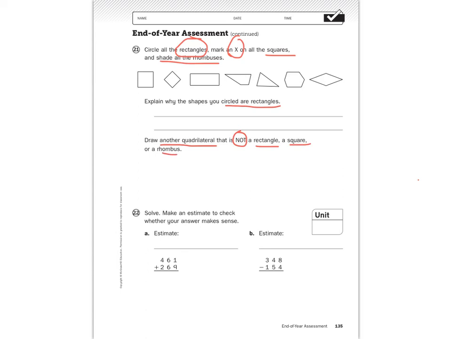For number 22, you're going to solve, and make an estimate to check whether your answer makes sense. Please don't forget to fill in this unit box and include your estimate and your actual. Great work! Make sure when you're done with the entire test to check all of your problems for completion.